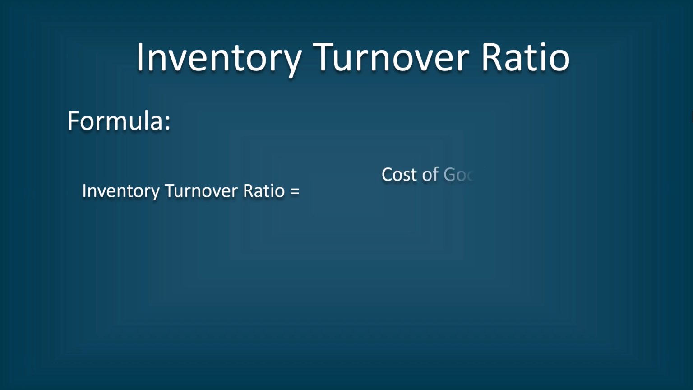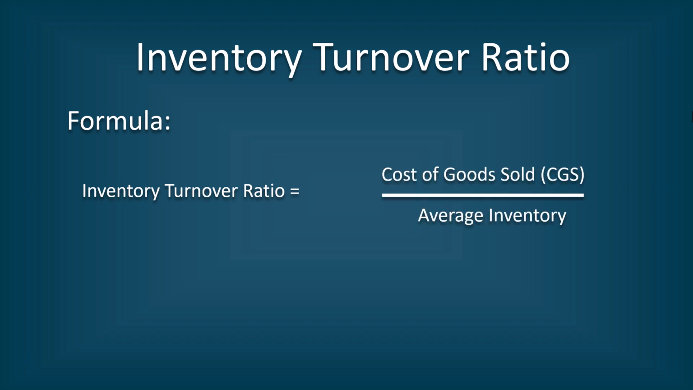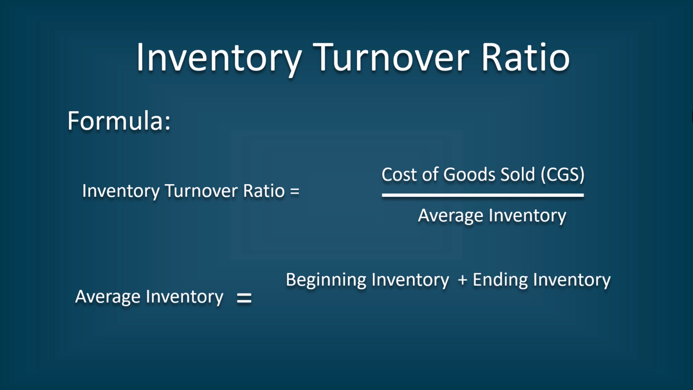Inventory turnover ratio equals cost of goods sold divided by average inventory. But what is average inventory? It's simply beginning inventory plus ending inventory divided by 2.